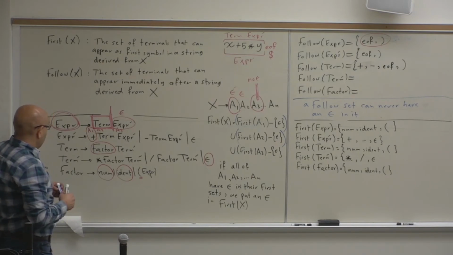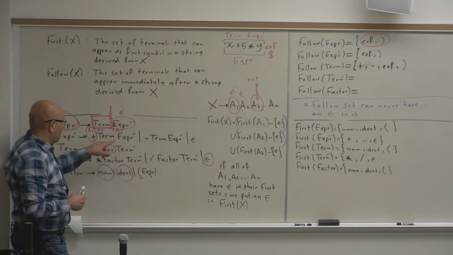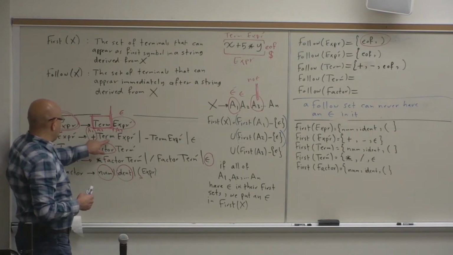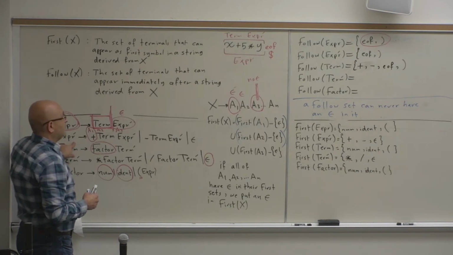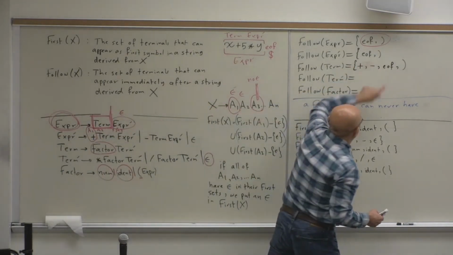Okay. Now, are there any other occurrences of term? So here term is followed by expression prime, and expression prime has an epsilon in its first set, so term can be followed by what's in the follow set of expression prime, which is already there. End of file, close parentheses.